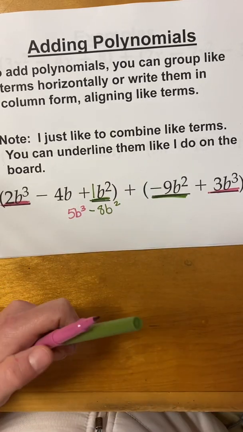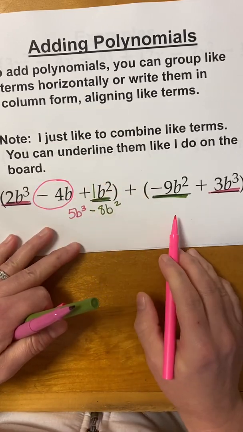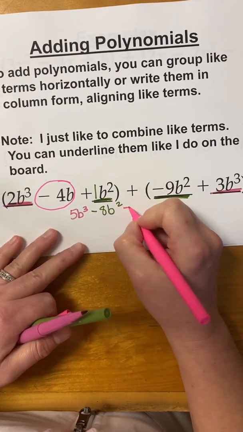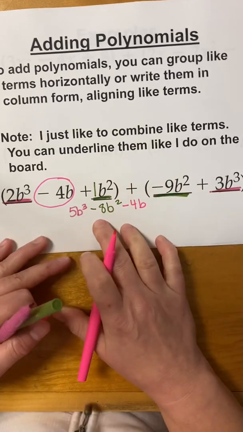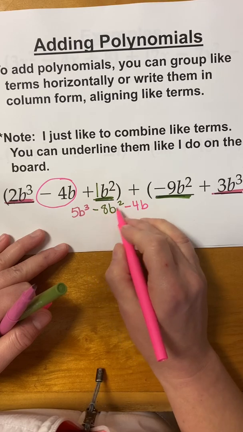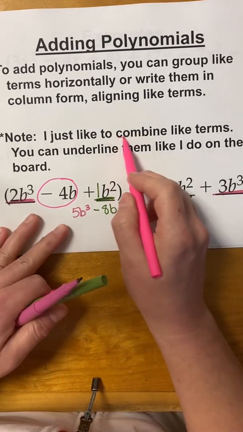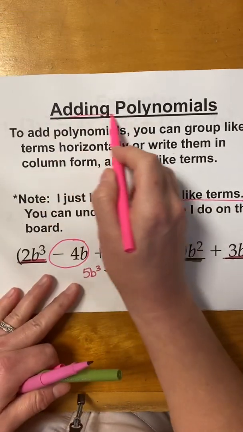All right, and then over here, we have a negative 4b, but there's nothing I can put with it over here, so we just drop it like it's hot. So this is our sum: 5b cubed minus 8b squared minus 4b. That's all you do. All you have to do is combine like terms when you add polynomials.